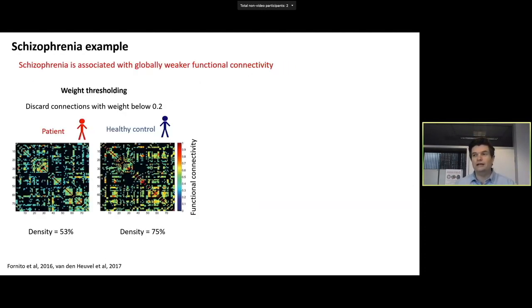This difference between weight and density-based thresholding comes up in patient control comparisons. This is an example in schizophrenia. In general, what we see in schizophrenia is that functional connectivity is weaker in patients compared to healthy controls. So if we apply a weight-based threshold, removing functional connections with a correlation below 0.2, we see a striking difference in connection density between the patient and the healthy control, 53 versus 75. And this would potentially confound any subsequent network analyses.